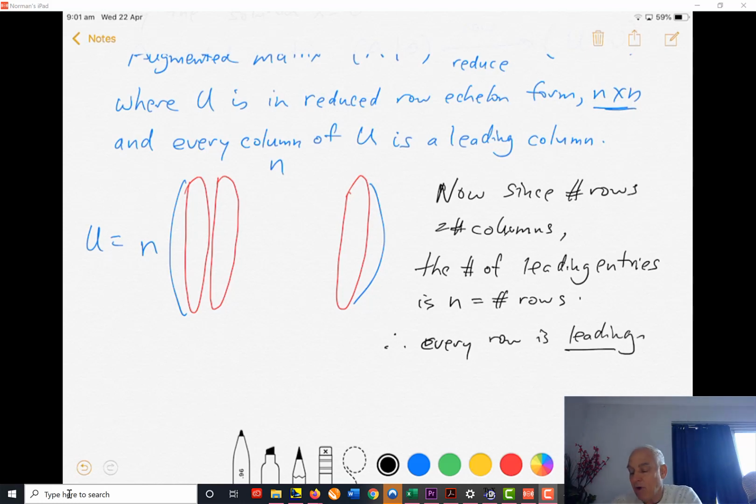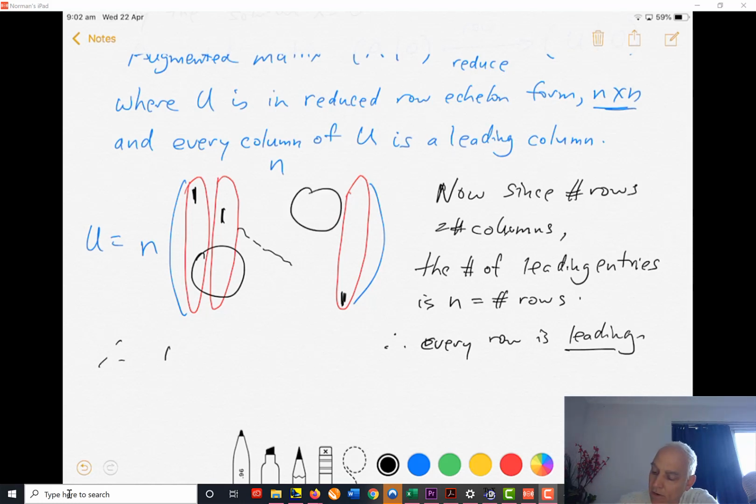And because the leading entries are all staggered successively down to the right as you move down, it must be that the leading entry in the first column is right at the top, that the leading entry in the second column is second, and that all these leading entries march right down the diagonal of this matrix U till we get to the nth column, and we have the leading entry 1 in that last spot. And everywhere else, there's going to be 0, so I'll just put some big zeros here. So in other words, we're observing that U has to be the n by n identity matrix.